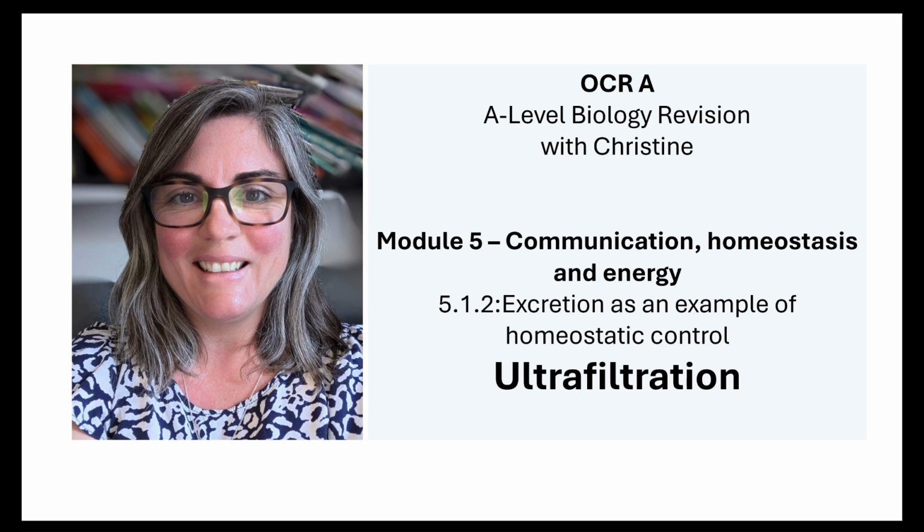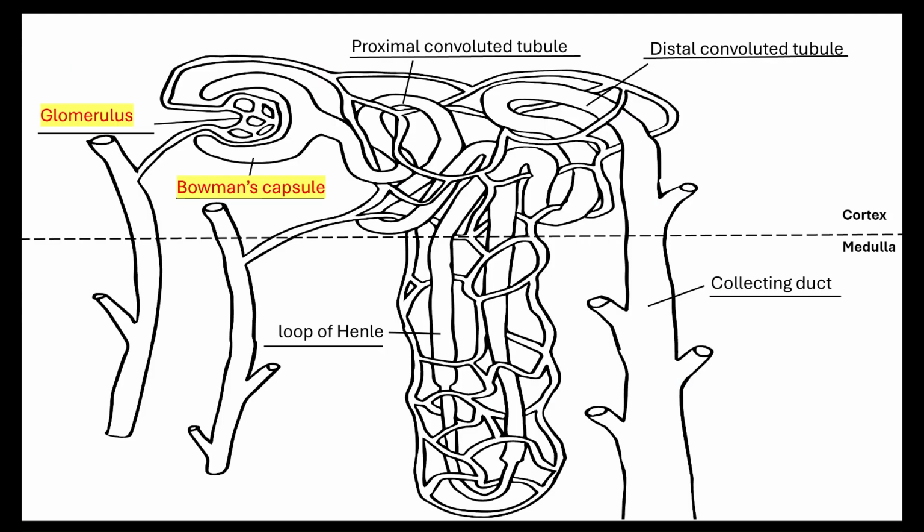So today's lesson I want to look at ultrafiltration, which is part of your excretion topic in module 5. Just to remind ourselves of the structure of the kidney nephron, which is made up of your glomerulus, your Bowman's capsule, your proximal convoluted tubule, then going down the loop of Henle, up the distal convoluted tubule, to the collecting duct and down in the medulla. It will then lead into that pelvis.